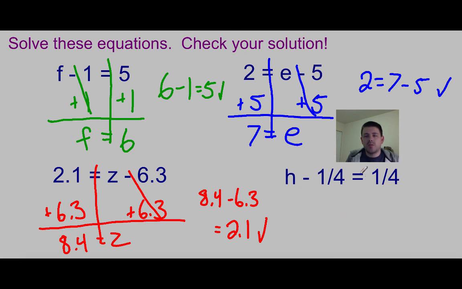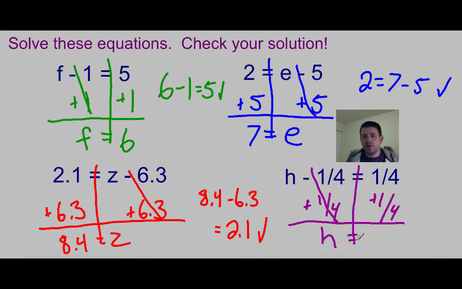Last one, h minus 1/4 is equal to 1/4. So we start with something, they subtracted away 1/4, and I'm still left with 1/4. But I want to know, what did I start with? Well, I draw my line down through the middle. They subtracted 1/4, so I'm going to add 1/4. But I have to do the same thing to both sides. Those two cancel each other out, and I'm just left with my original amount h.